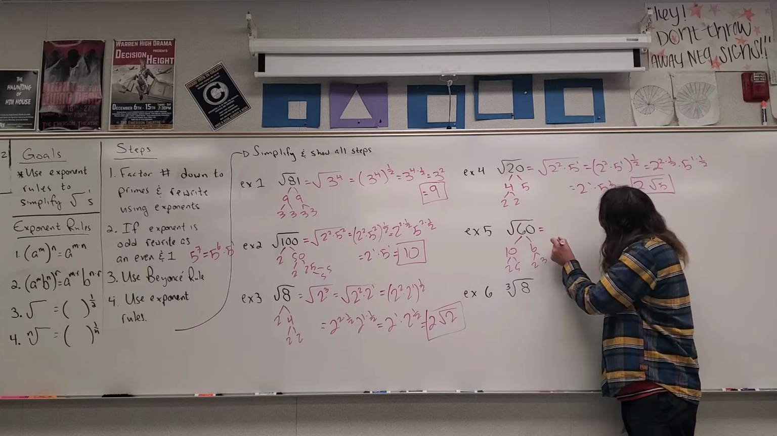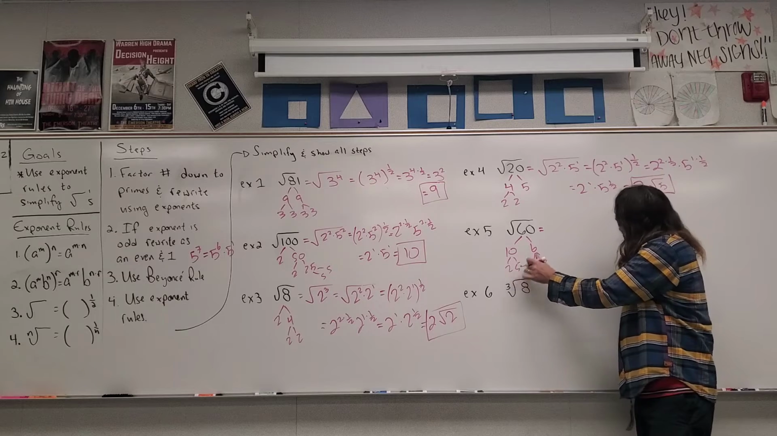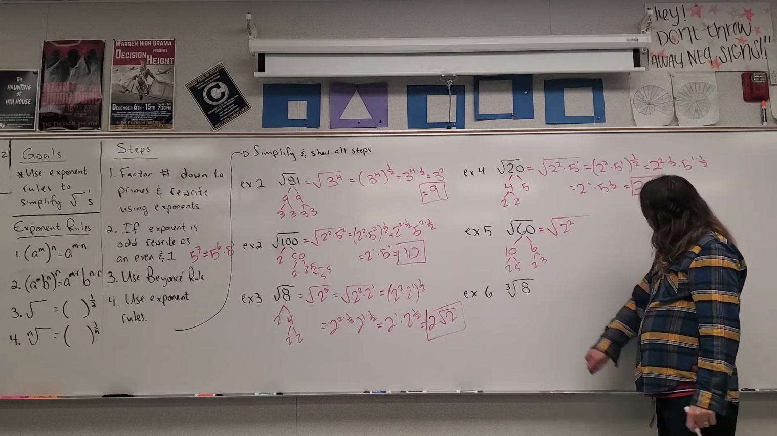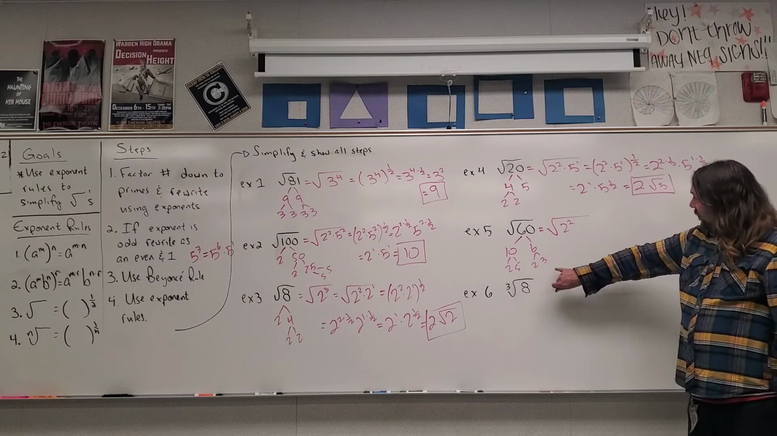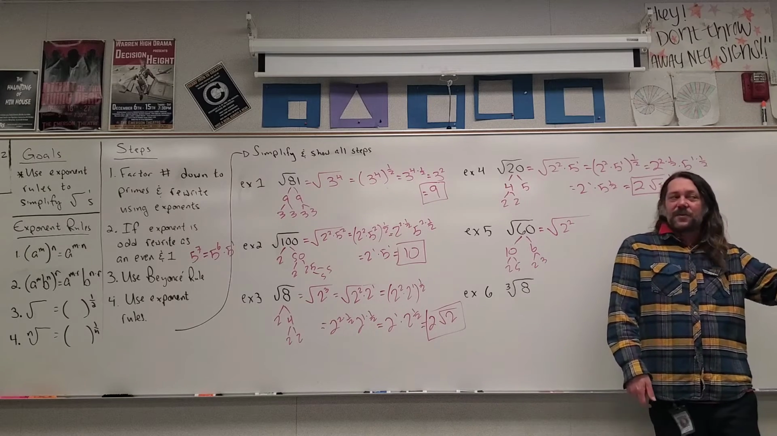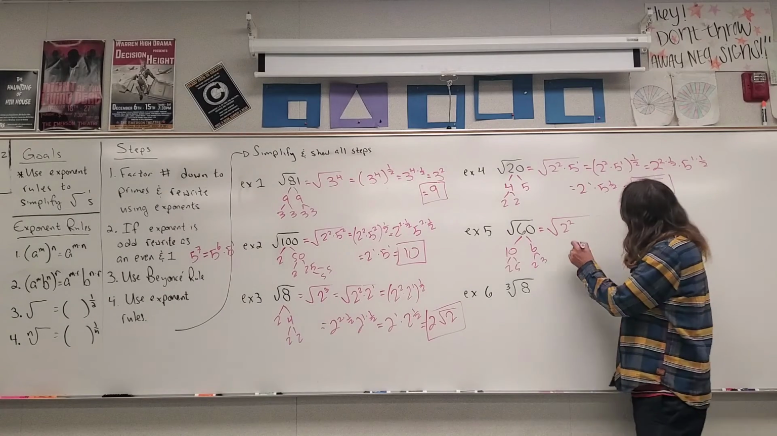Okie dokie. So let's see here. I have 2 2's, so I have the square root of 2 squared. I have 1 5 and 1 3, so I need to use the Beyonce rule. All the single exponents to the right.